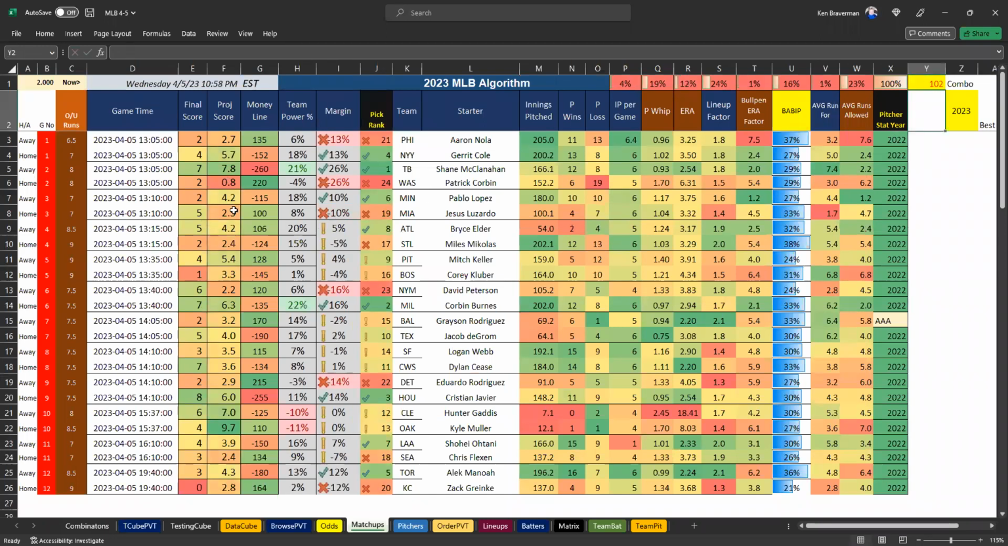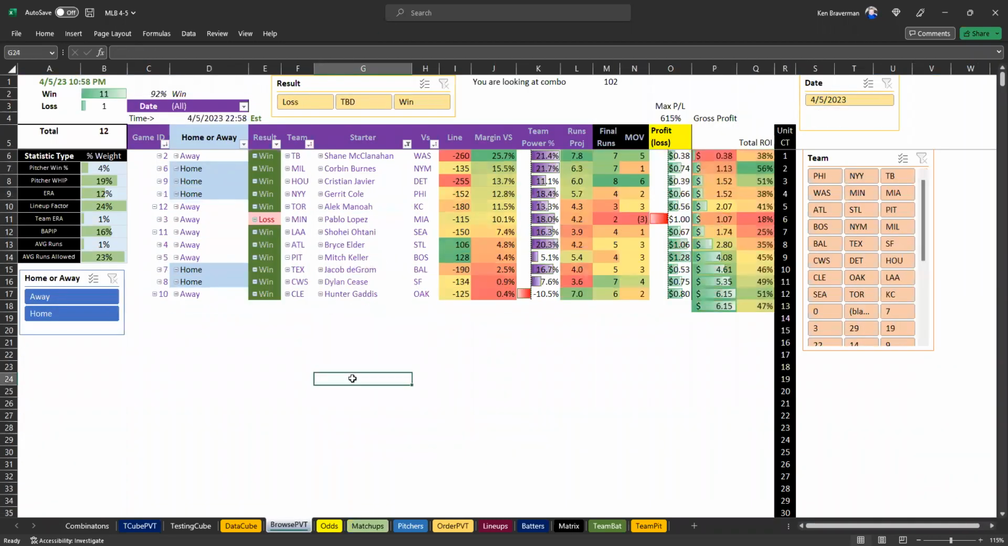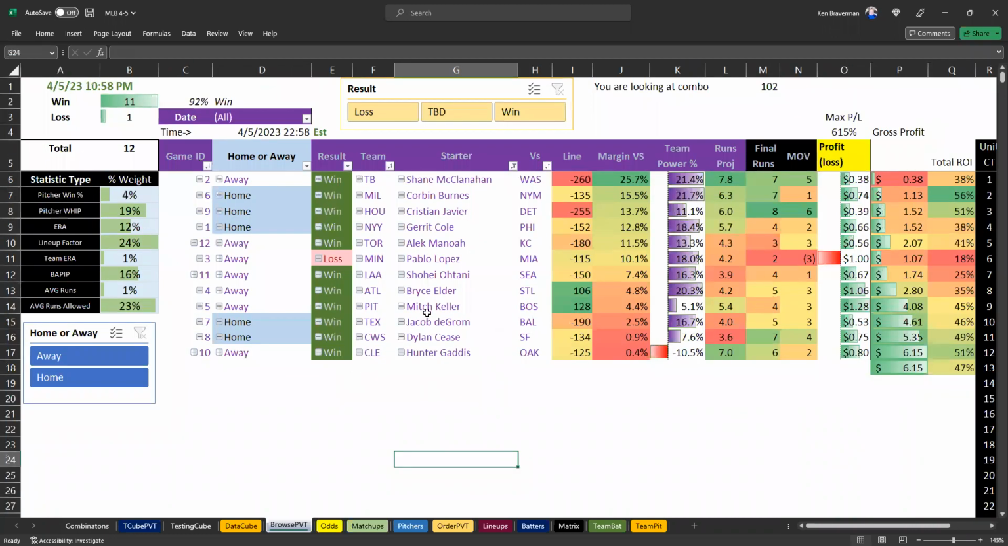That's where it is. Everything changes and the browse pivot sheet changes now, and it shows you what happened. It shows you the only game that you lost was Minnesota not beating Miami. It had everything else in this order. It had higher margins of victory kind of on top.